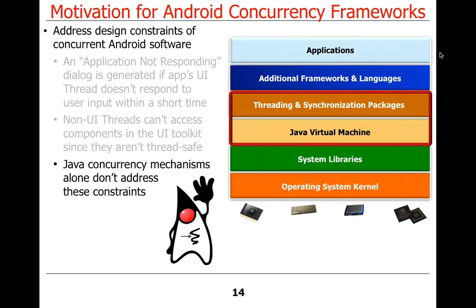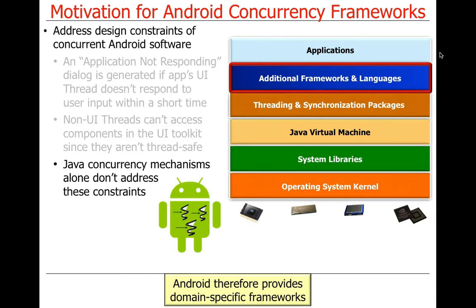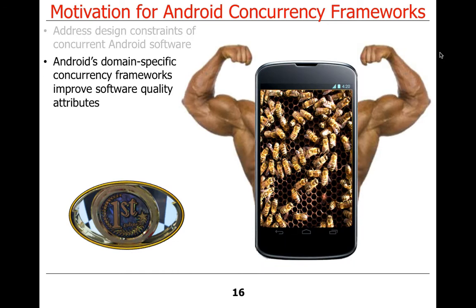Now, the stuff you get out of the box, all the things we talked about before, the Java concurrency mechanisms, they don't give you enough capability in and of themselves to cleanly solve these problems. Of course, you can build abstractions yourself on top of the Java synchronization and concurrency mechanisms. But that's exactly what Android does for you, right? It pre-builds these abstractions. So, obviously, Android provides domain-specific concurrency frameworks, and they encapsulate some of the idiosyncratic behavior of the underlying Java infrastructure and Android infrastructure to make it work better.